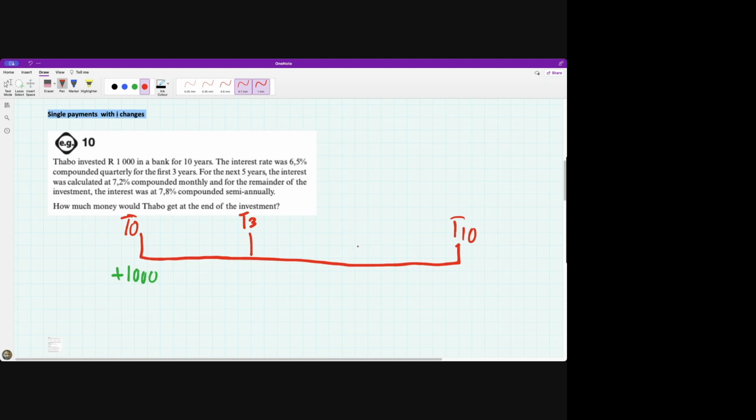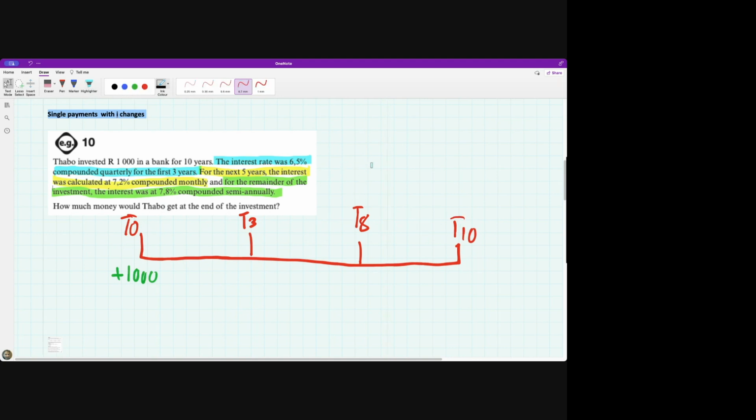Helen, I agree with you. It is T8. And you know why I agree with you so much? You took 3 and you added 5. So the first 3 years happened. And then it said for the next 5 years, the interest rate was calculated compounded monthly. And then it says for the remainder of the investment, the interest was calculated semi-annually. And just so I get to use all my colors, the interest rate was initially that. So these are the important points in time at which the interest rate changes.